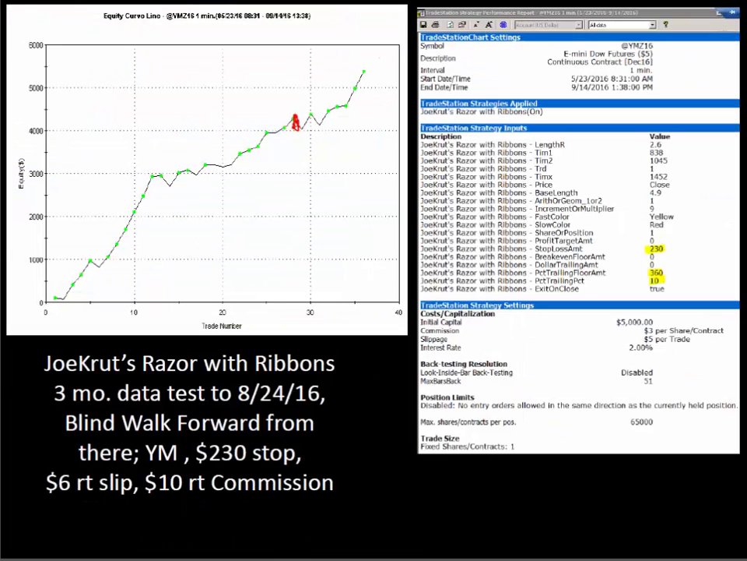Now, if you look at the left chart, that's the equity chart, and the little red dot shows where the optimization was given, and to the right of that is the blind walk forward in this particular market. And it's using a 230 stop, and once it makes 360, it's risking only 10% of the profits before it blows out. So that's the way that the mini Dow on the razor with ribbons is tuned right now.